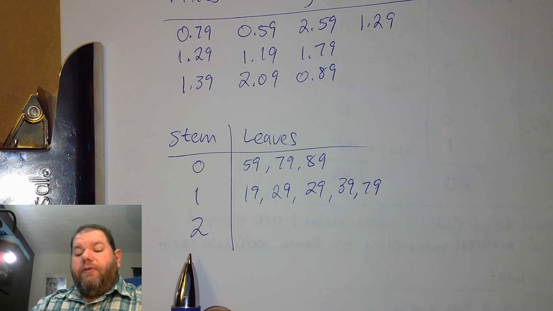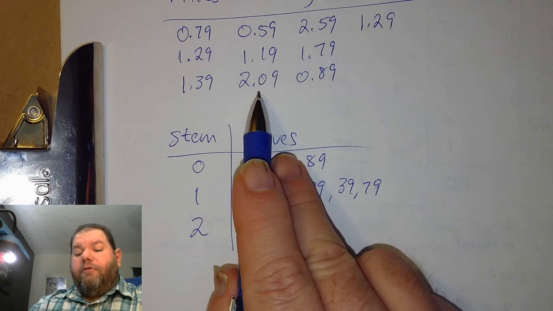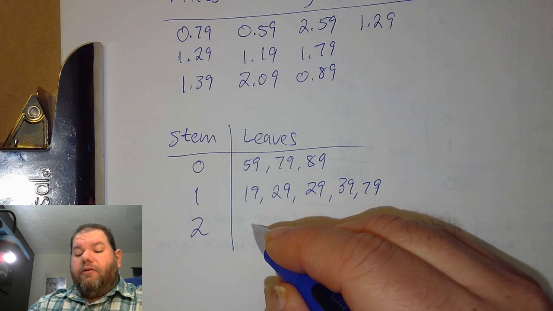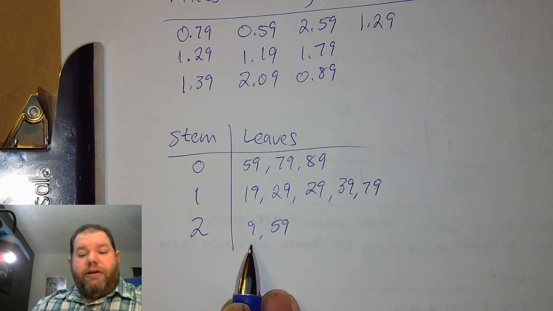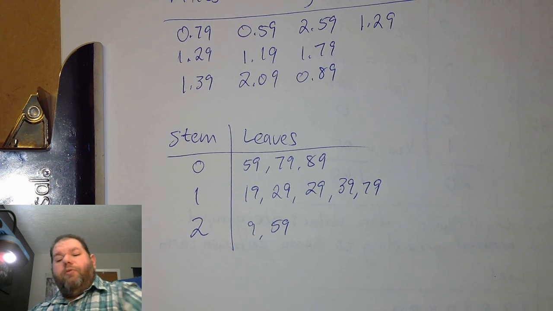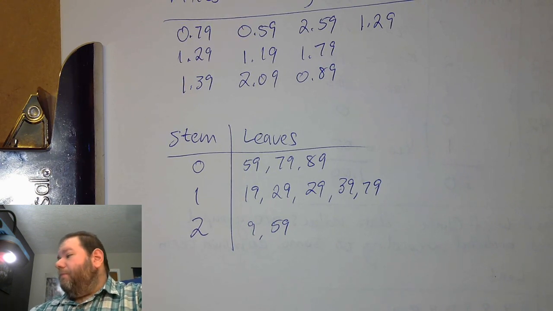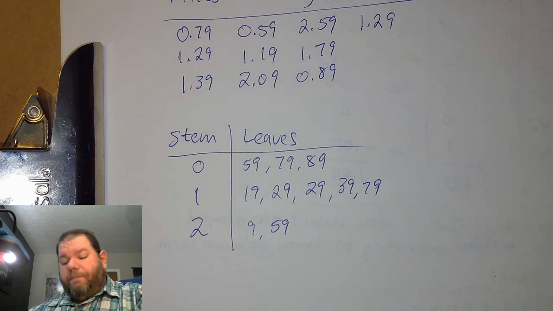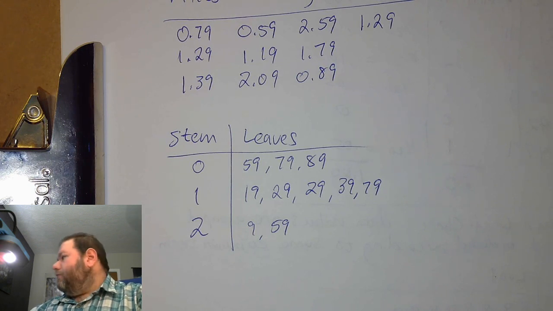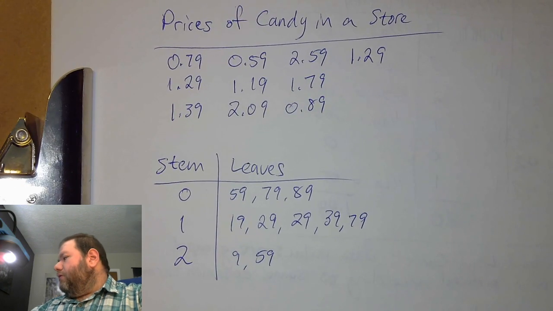And then at $2, we have 209 and then 259. Now you could write 09 or you can just write 9. Either way is fine in that case. It's $2.09, $2.59. Okay. Does that make sense? I hope.